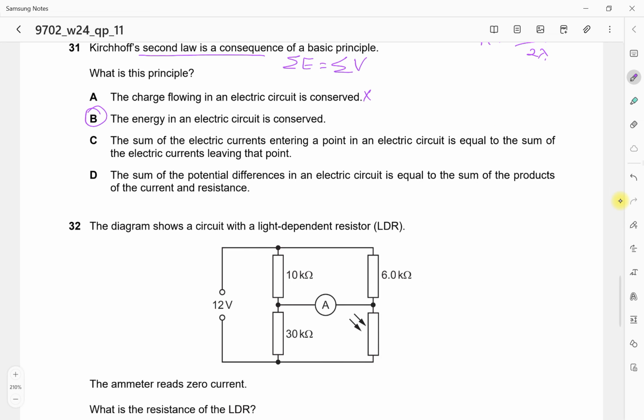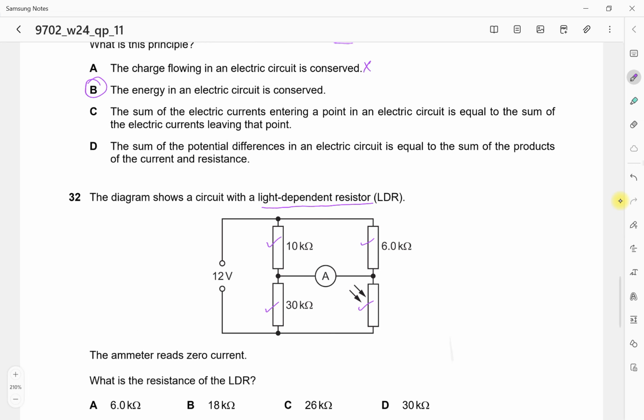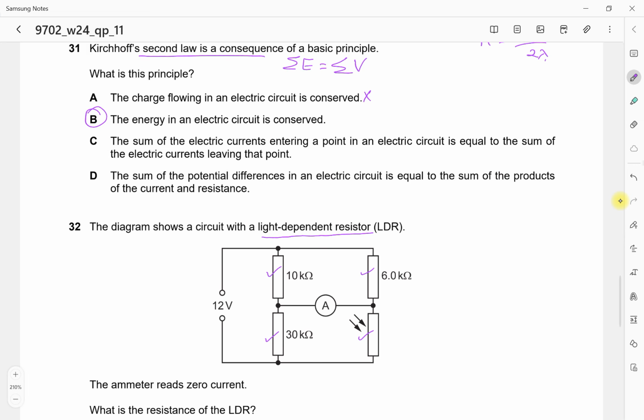The diagram shows a circuit with a light-dependent resistor, that's the LDR. The ammeter reads 0 current. What is the resistance of the LDR? So if the ammeter reads 0 current, the PD across this part is the same as the PD across this part. So let's first find that PD.